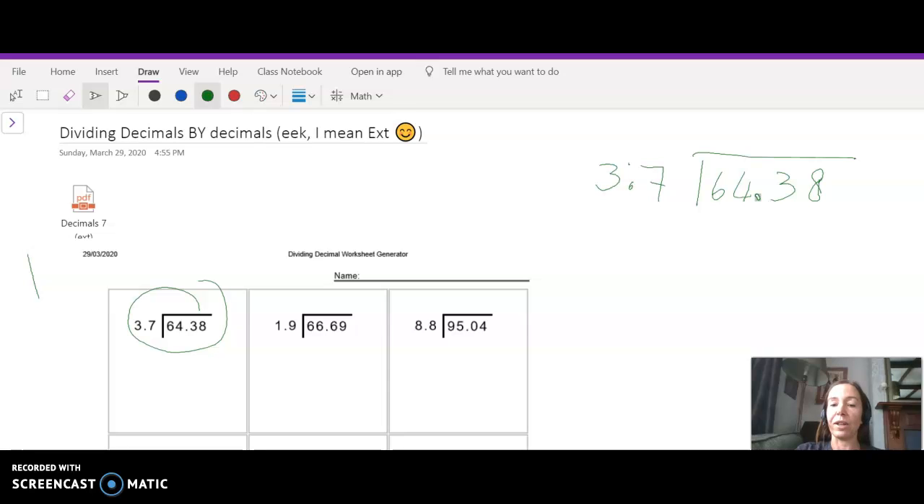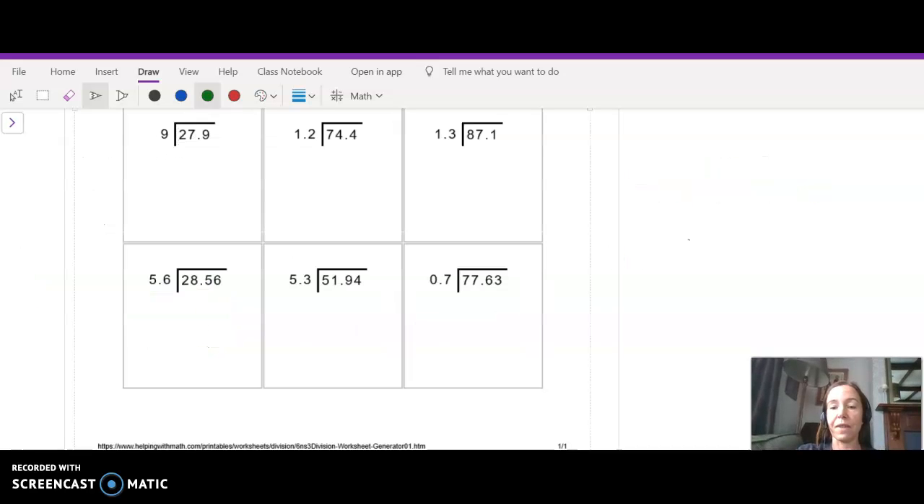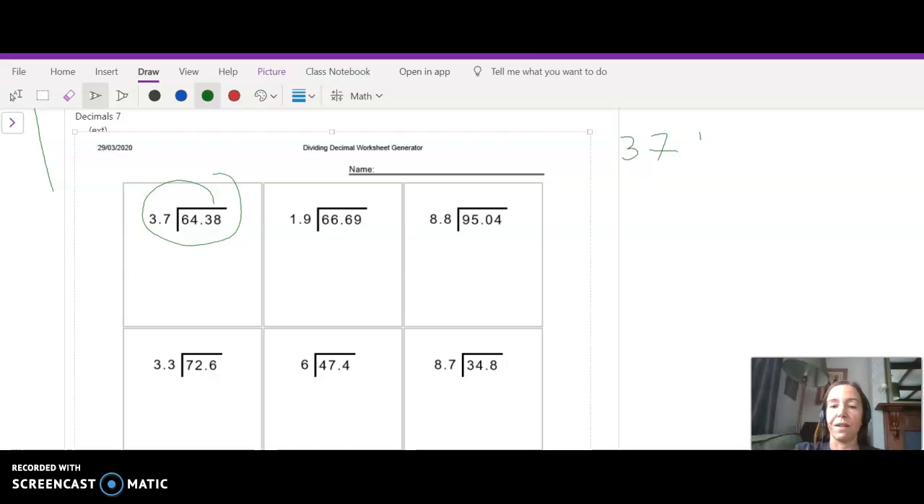I am going to times both of these by 10. By timesing both of them by 10, in the same way that I times the numerator and denominator in fractions by 10, it's not going to change. The reason I chose 10 was because timesing the divisor, the 3.7, by 10 is going to make it 37. And that is also timesed by 10, so it's 643.8.